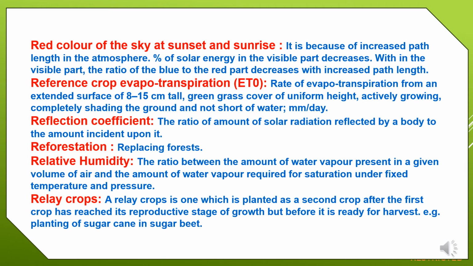Relay crop. A relay crop is one which is planted as a second crop after the first crop has reached its reproductive stage of growth but before it is ready for harvest, like planting of sugarcane in sugar beet crop.